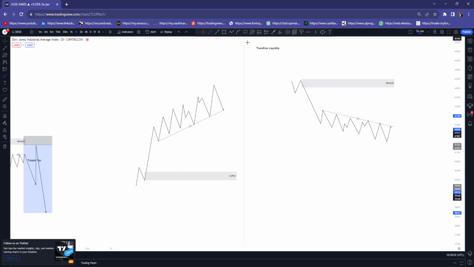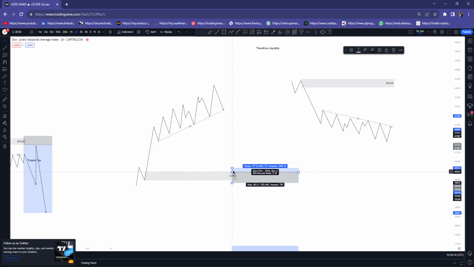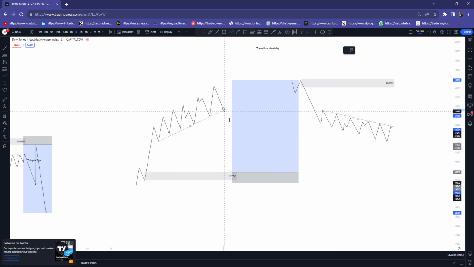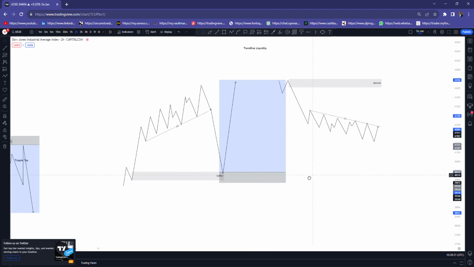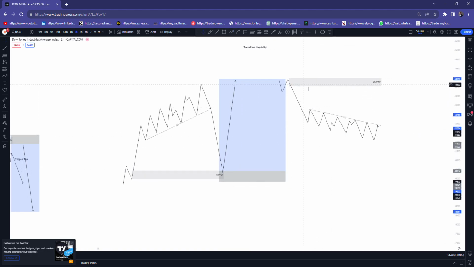In such a case, this is what we're expecting. We expect this move to come and sweep the liquidity, tap us in, and we push to the upside. As simple as that, guys. Same applies to this one.